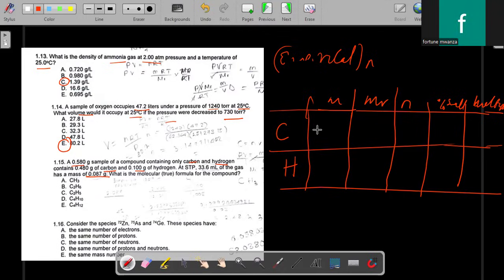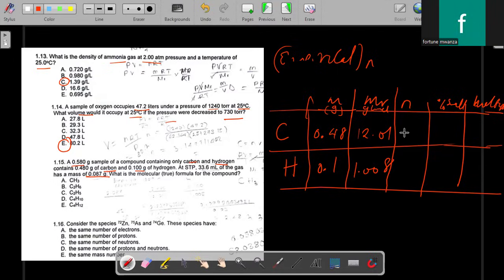So let's do that. Let's start with the masses. We've been given the mass for carbon, which is 0.48 grams. Then for hydrogen, I have 0.1 grams. Then the molar mass for carbon is 12.01, and for hydrogen it is 1.008, in grams per mole. So you can calculate the number of moles. For carbon, I get my 0.48 divided by 12.01.